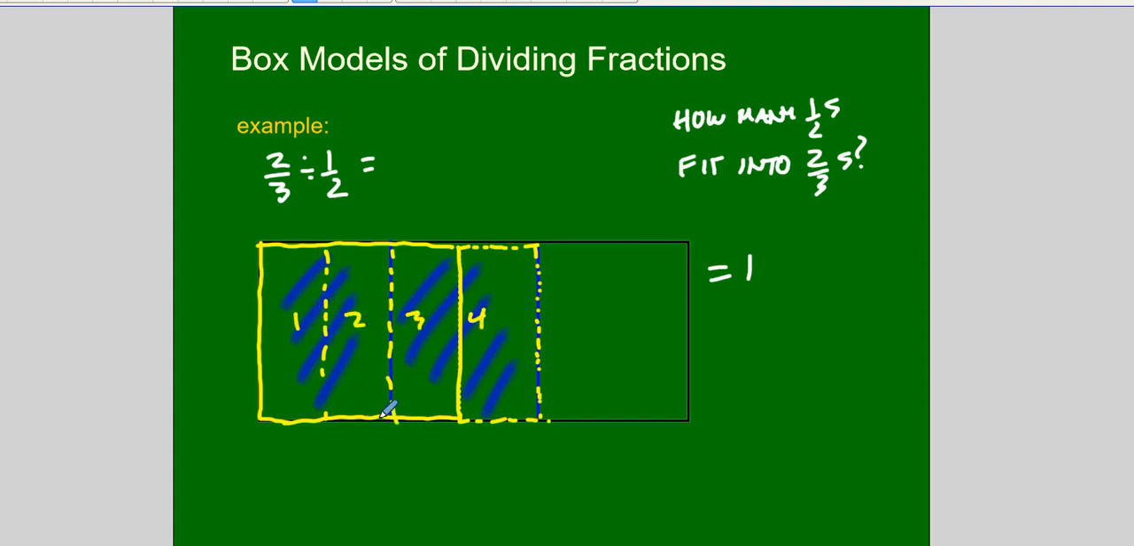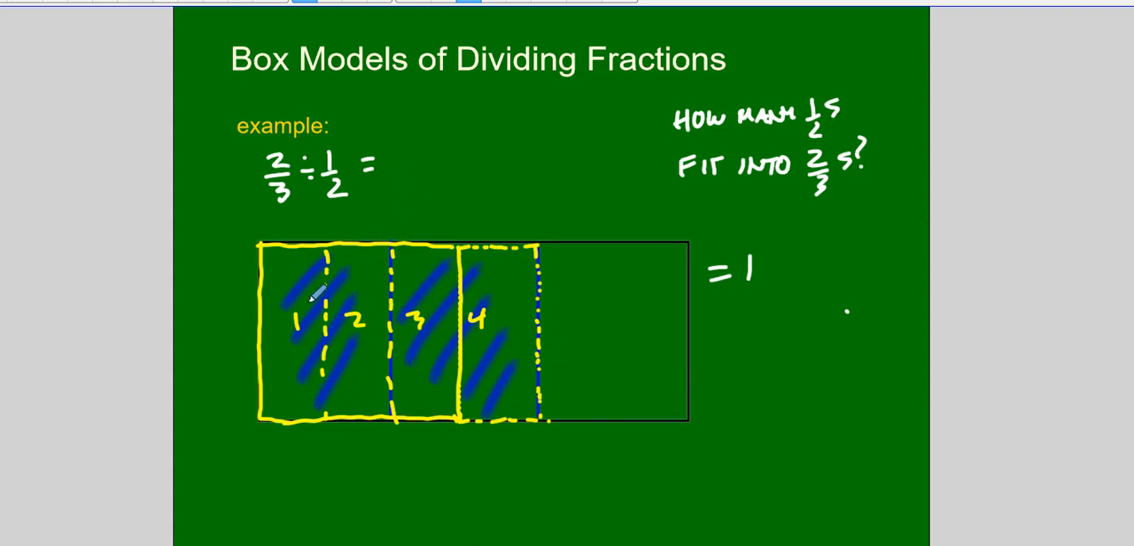1, 2, 3, 4 pieces. Okay, notice this is a half again. I need 3 of these pieces to make a half. So each one of these is a third of a half. And since each of these pieces is 1/3 of a half, I need 1/3, 2/3, 3/3, 4/3 pieces of a half to complete, to fill in the 2/3 that I started with.